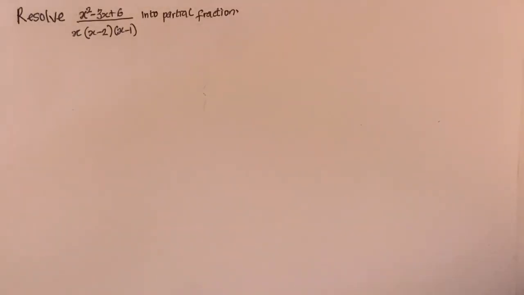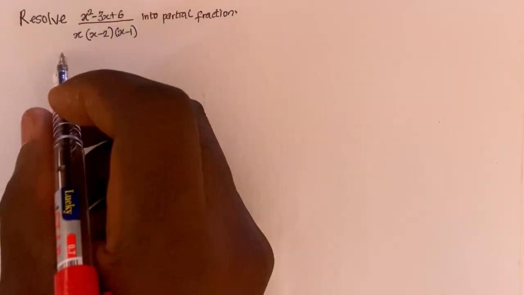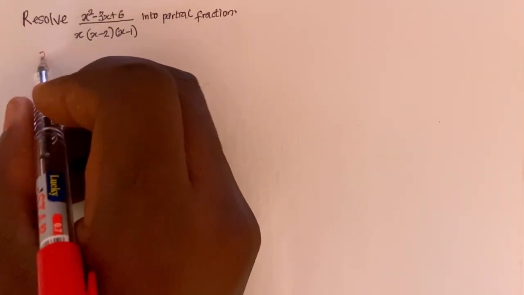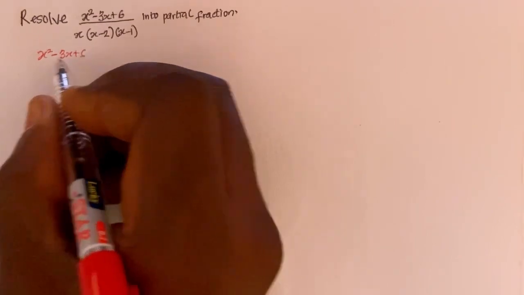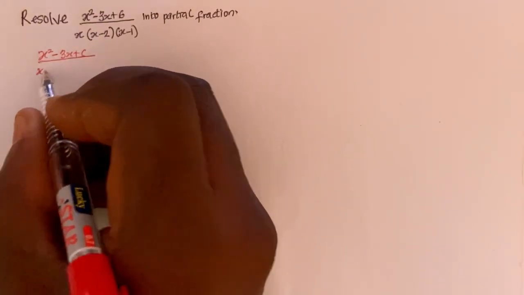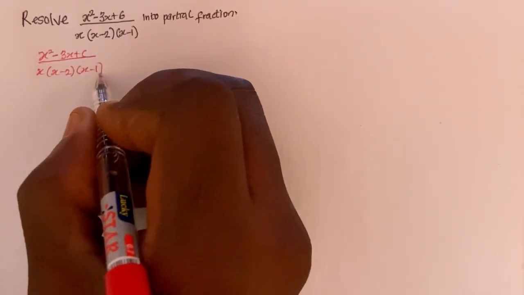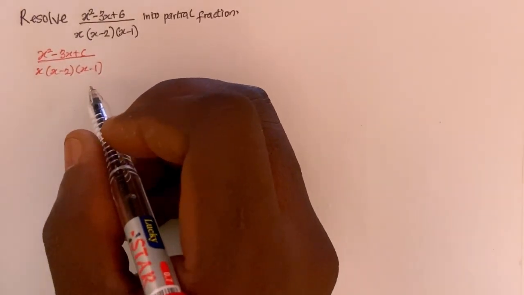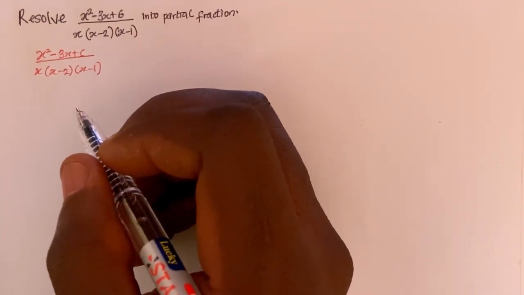Hi friends, let's say you are asked to resolve this question into partial fractions. In this case, the first thing you need to do is write the question: x squared minus 3x plus 6, divided by x into bracket x minus 2 into bracket x minus 1. If you look at this question very well, it resembles a linear and non-repeated partial fraction.